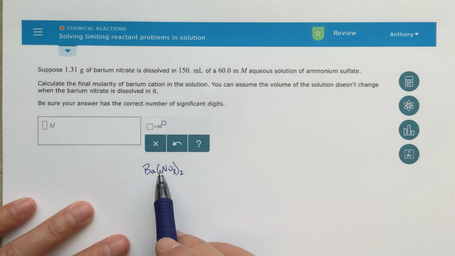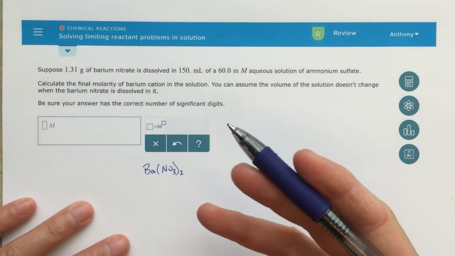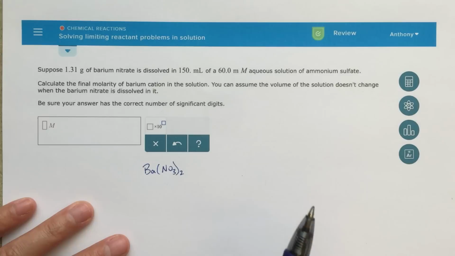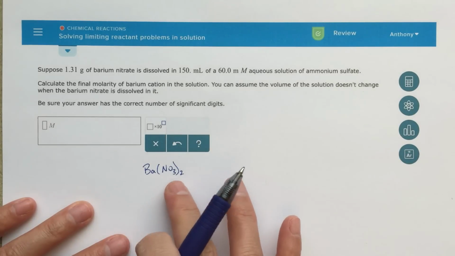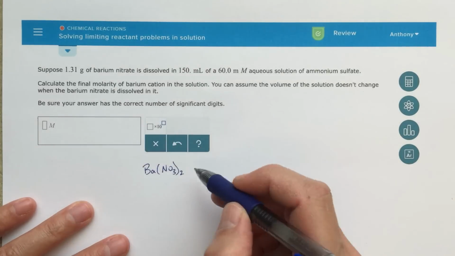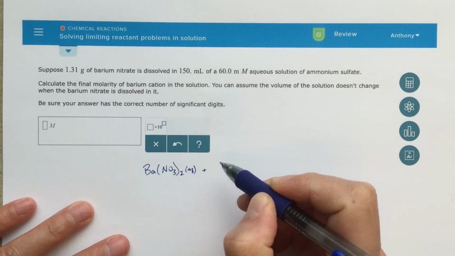And the reason that I'm doing that is because I know that barium should be a +2 ion. It's in group 2 on the periodic table. So if it's in an ionic compound, it will have a charge of +2. Nitrate is a polyatomic ion with a charge of -1. So I know that I'll need 2 of those nitrates for every one of those bariums so that my ionic compound here can be neutral overall. So it's dissolved, so it's telling us that it's dissolved, so really that's telling us that it's aqueous, right?